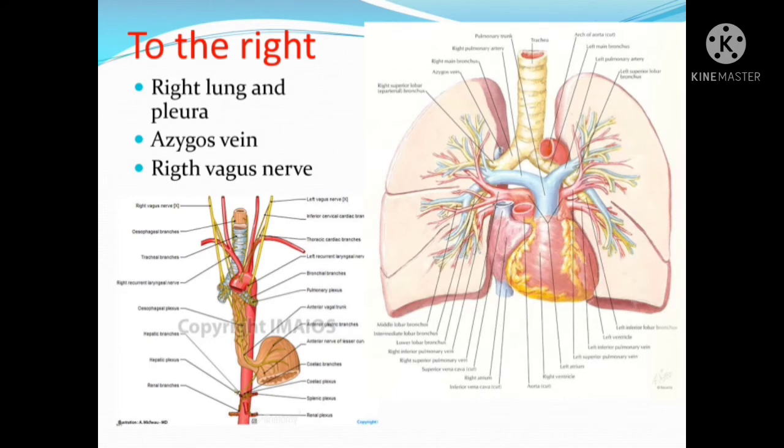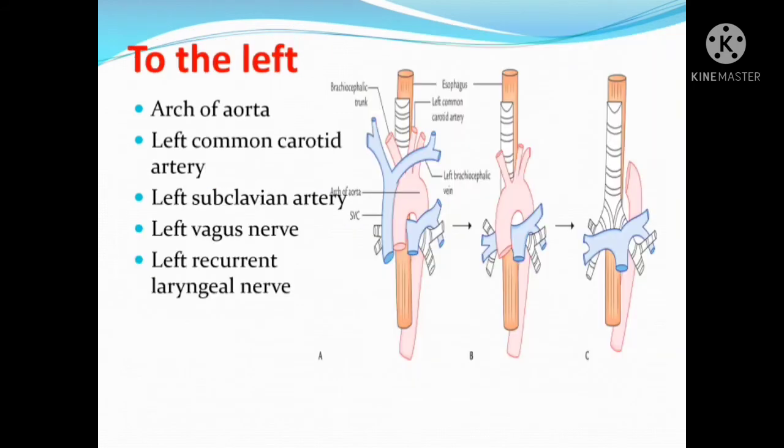On the right side, there are the right lung and pleura, azygos vein and right vagus nerve. On the left side, arch of aorta, left common carotid artery, left subclavian artery, left vagus nerve and left recurrent laryngeal nerve.